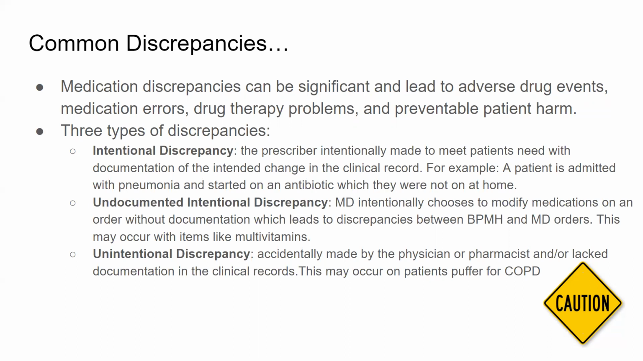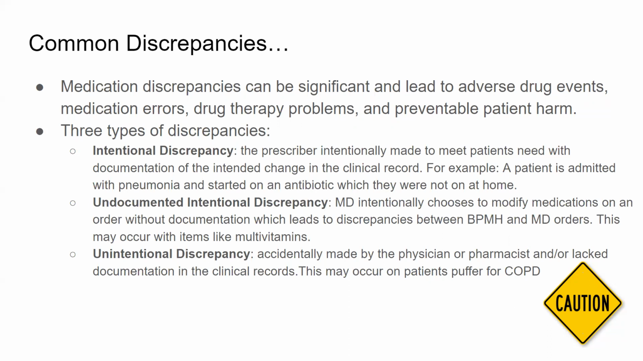The second type is an undocumented intentional discrepancy. The MD intentionally chooses to modify medications on an order without documentation, which leads to discrepancies between the best possible medication history and MD orders. This may occur with items like multivitamins.